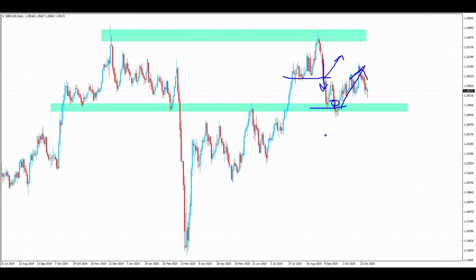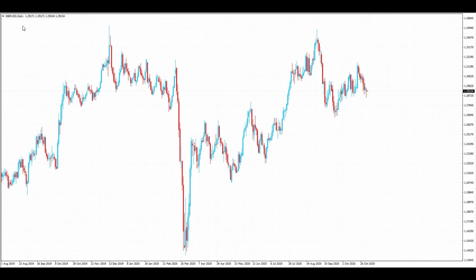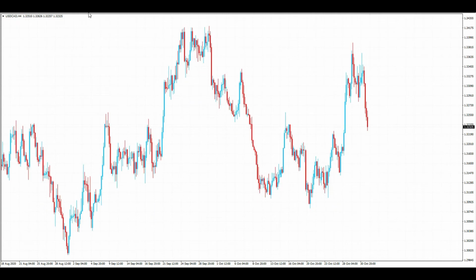Now key levels are not just limited to the daily time frame. You can see key levels throughout the market, throughout different time frames, all the way to the minute, all the way up to the monthly time frame. There's key levels everywhere in the market, and if you can identify them, you really help improve your trading. So for my second example, I'm going to look at USD CAD on the 4H time frame, which is the time frame that I normally trade from.